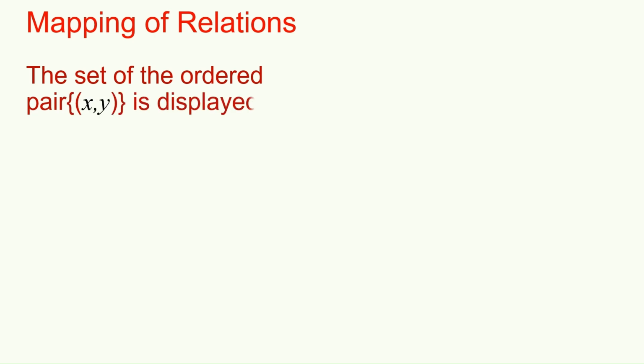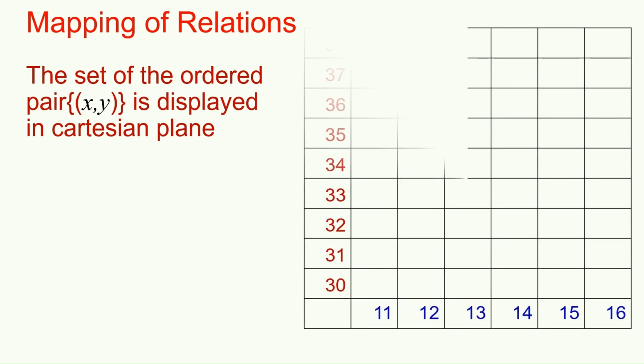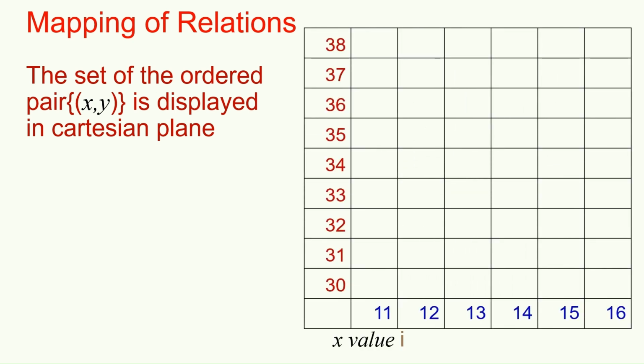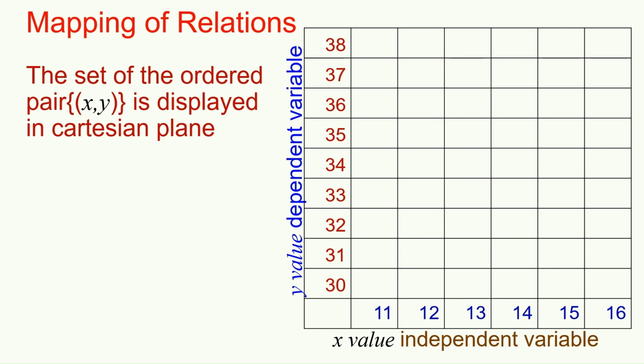Mapping of relations. The set of the ordered pairs (x, y) is displayed in the Cartesian plane: (11, 30), (12, 31), (13, 33), (14, 35), (15, 38).